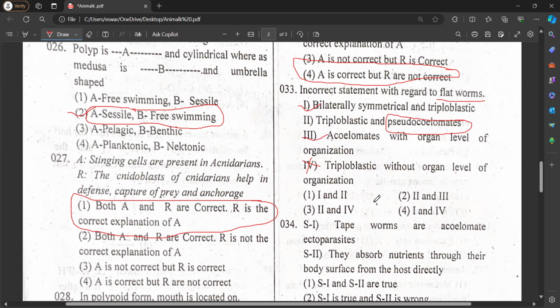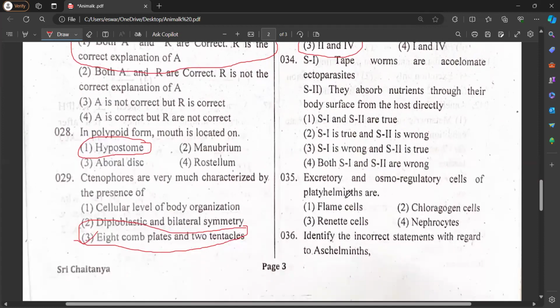What is the question being asked here? Incorrect statement is asked. Therefore, 2 and 4 are the incorrect statements. Tapeworms are acoelomates. Yes, tapeworms are acoelomates. Ectoparasites? They are not ectoparasites. They are endoparasites. They absorb nutrients through their body surface from the host directly. Yes, this statement is true. Therefore, statement 1 is wrong and statement 2 is true. Option 3.